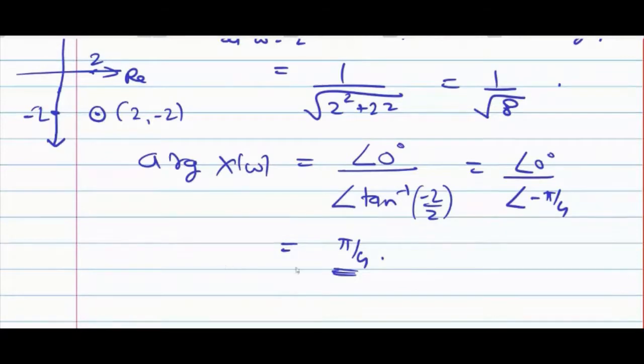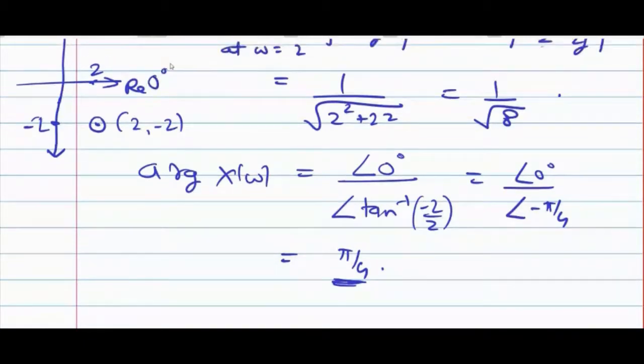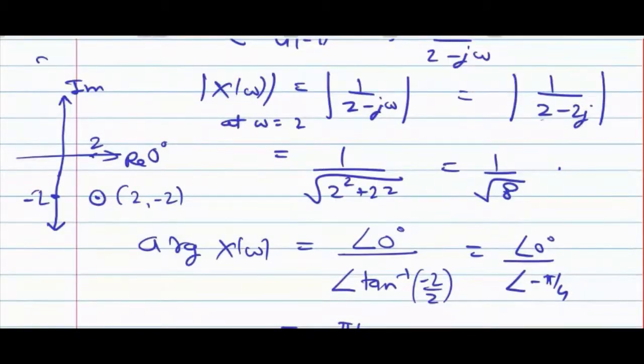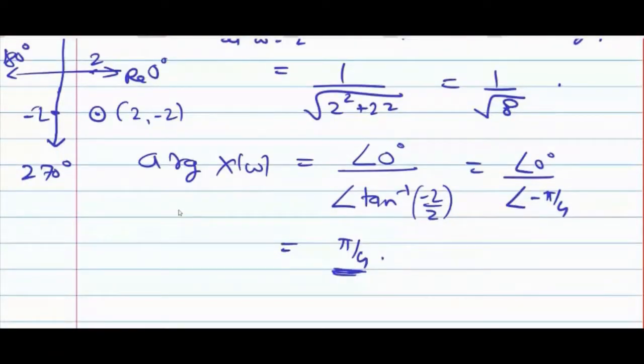So after calculation, the answer is plus 45 degree. But this is present in the fourth quadrant. This is 0 degree, this is 90 degree, 180 degree and 270 degree. So our answer must be between 270 and 360 degree because the coordinates are 2 and minus 2. For the time being you should know that our answer will come between 270 and 360.